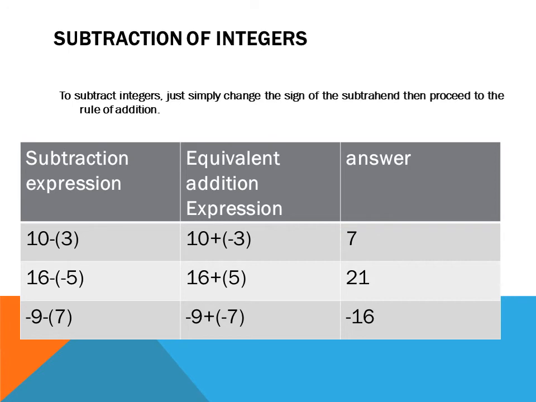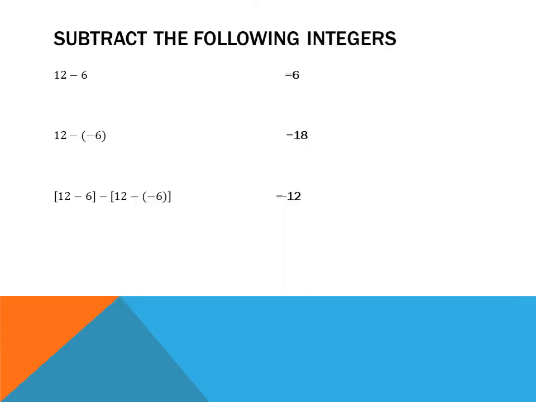Now, if we have negative 9 minus 7, change the sign of the subtrahend, which is 7. So, positive 7 becomes negative. So, negative 9 plus negative 7 is equal to negative 16. You may try this one. Subtract the following integers.